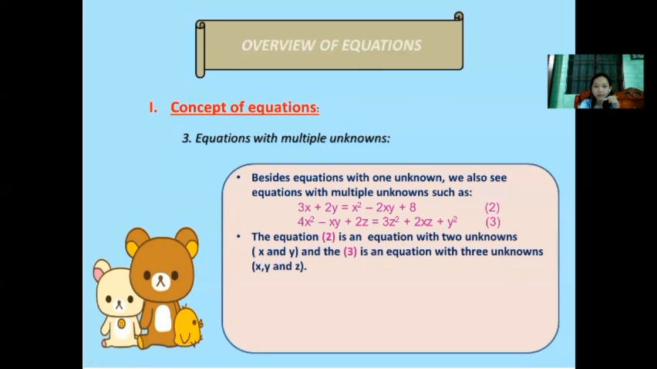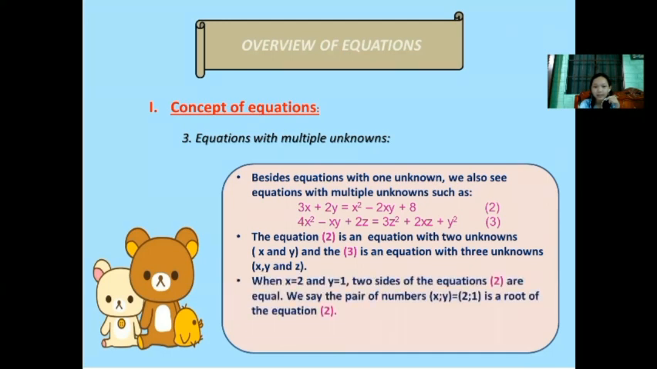Equation 2 is an equation with 2 unknowns x and y, and equation 3 is an equation with 3 unknowns x, y, and z. When x equals 2 and y equals 1, two sides of equation 2 are equal. We say the pair of numbers (x, y) equals (2, 1) is a root of equation 2. Similarly, the numerical triple (x, y, z) equals (-1, 1, 2) is a root of equation 3.